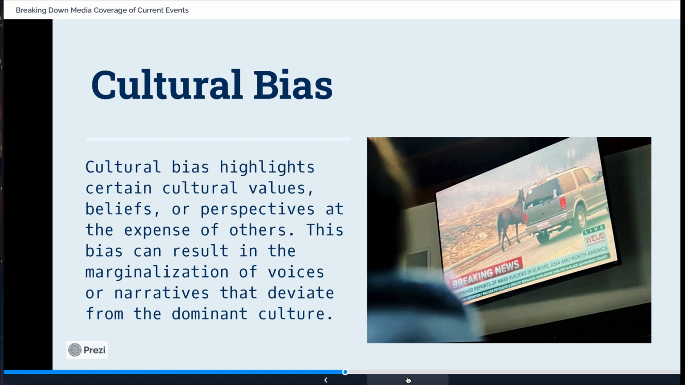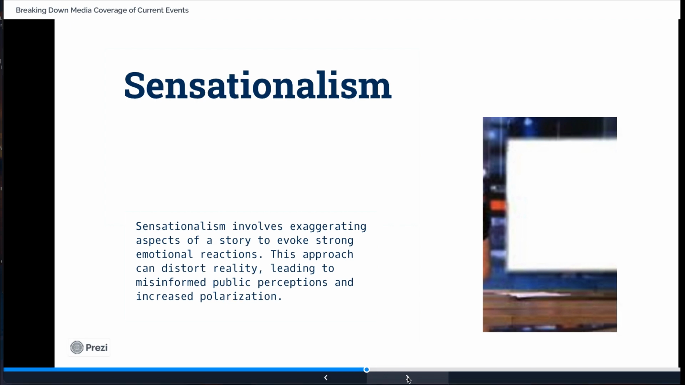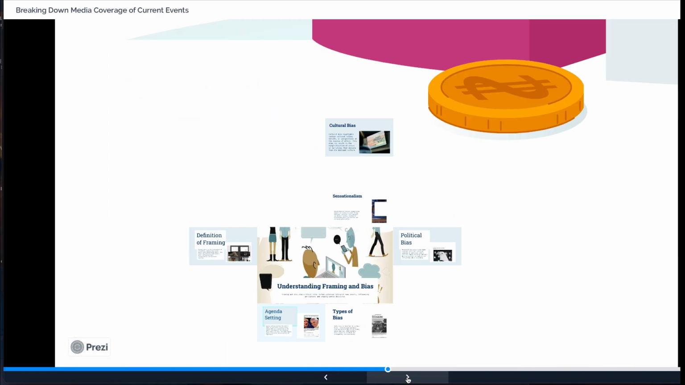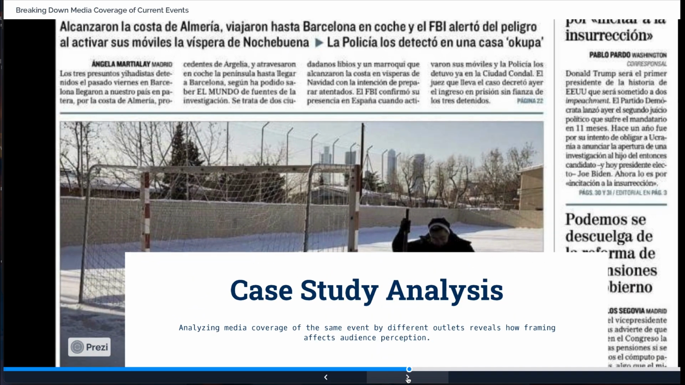Sensationalization. Sensationalization involves exaggerating aspects of a story to evoke strong emotional reaction. This approach can distort reality, leading to misinformed public perceptions and increased polarization. Let's move on to another slide and talk about case study analysis. Analyzing media coverage of the same event by different outlets reveals how framing affects audience perception.